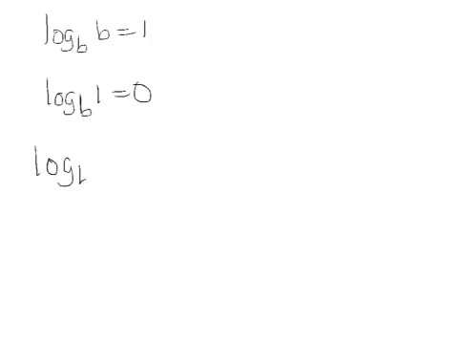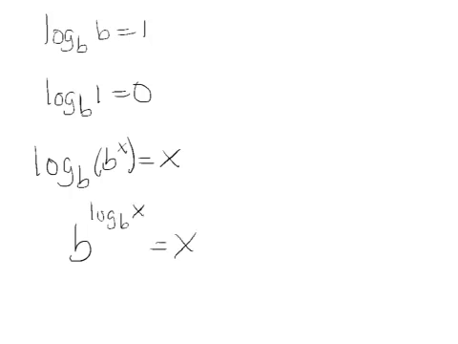A couple of these that are nice to remember: log base b of b is equal to 1. The log base b of 1 is 0. The log base b of b to the x is equal to x. And b to the log base b of x is equal to x. I think the first ones are self-explanatory, because b to the 1 will always equal b, and b to the 0 will always equal 1, so those make sense.